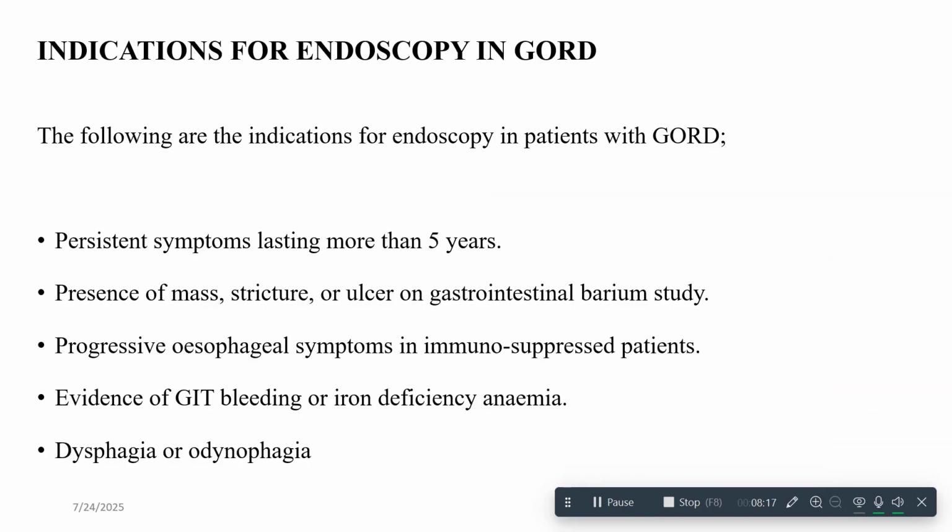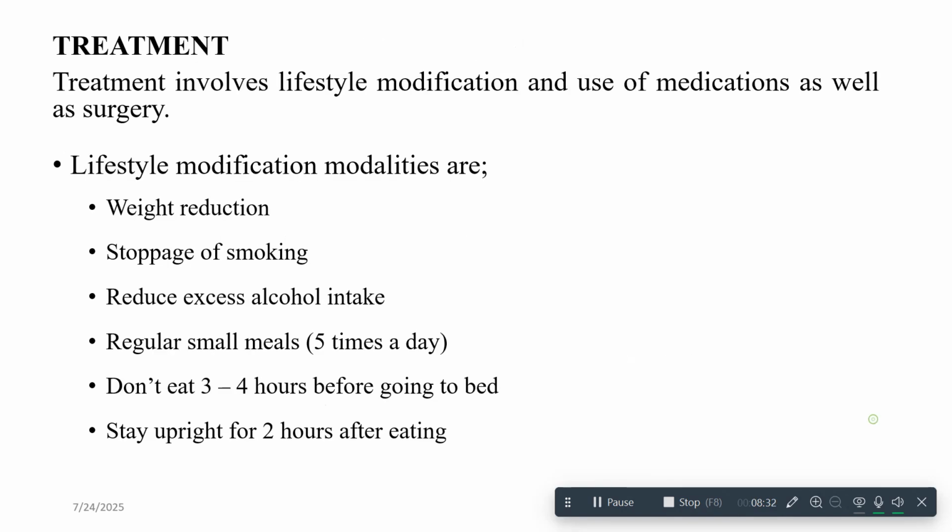What are the indications for endoscopy? The symptoms should have been persistent for more than 5 years. Presence of mass, stricture, or ulcer on gastrointestinal barium study. Progressive esophageal symptoms in immune suppressed patients, dysphagia or odynophagia.